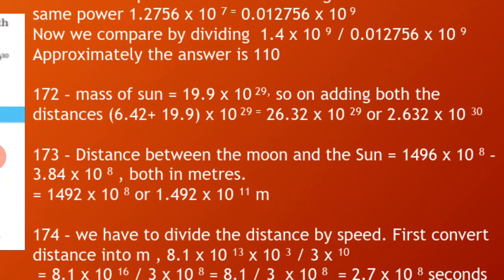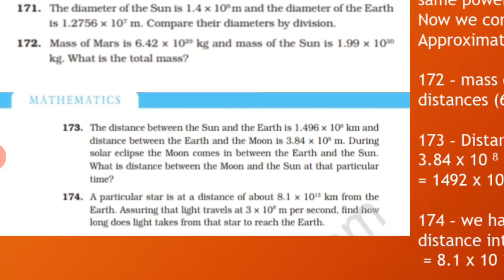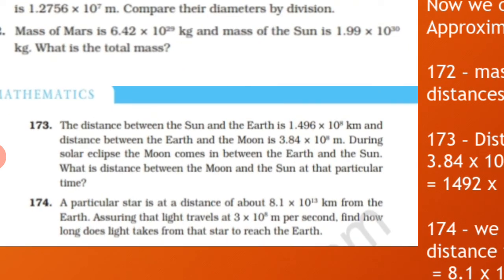Now question number 173. The distance between the Sun and the Earth is 1.496 into 10 raised to power 8 kilometers, and the distance between the Earth and the Moon is 3.84 into 10 raised to power 8 meters. See, that distance is given in kilometers and this is given in meters. This is a very important thing first. During the solar eclipse, the Moon comes in between the Earth and the Sun. What is the distance between the Moon and the Sun at that particular time?